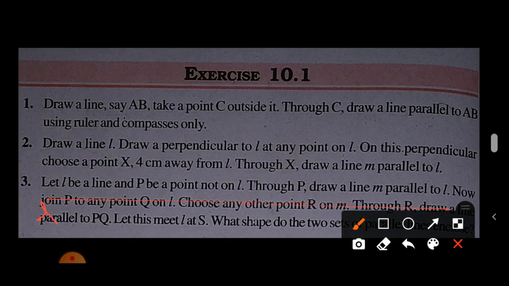Now we choose one point P on this line. Suppose it is here. Now we join P with this intersecting point and then we increase this, so it is our required perpendicular on point P.